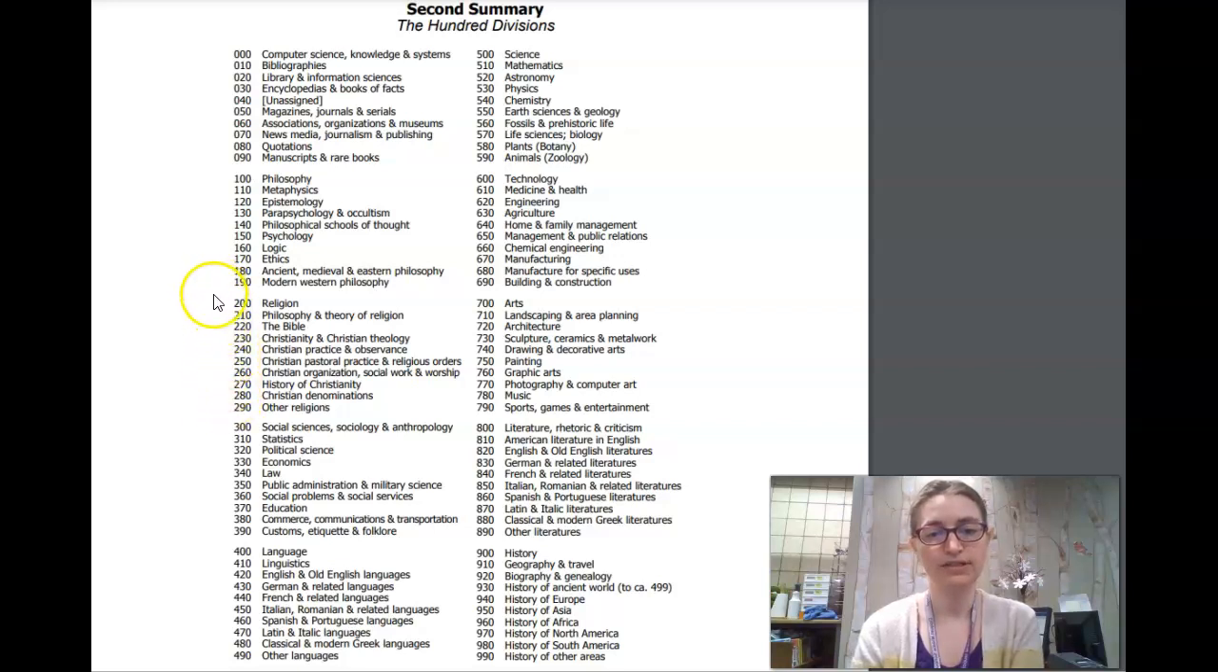But when I first see are the 200s, the religion section. And then I noticed it is the 220s is the Bible, then there's Christianity practice, pastoral care, organization, history of Christianity, Christian denominations, and we just have 290s for all of the other religions in the world.